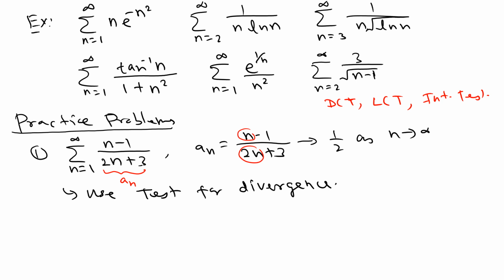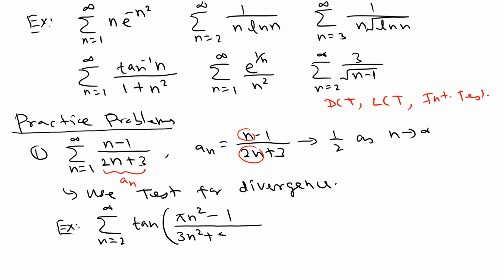And then how about this one? Try this as an exercise. Let's say sigma n going from 2 to infinity, tan of pi times n squared minus 1 over 3n squared plus 4n plus 10. Okay, something like that, so try it. Once you do, you can see that this one is also going to diverge. Okay, so look at the next example.